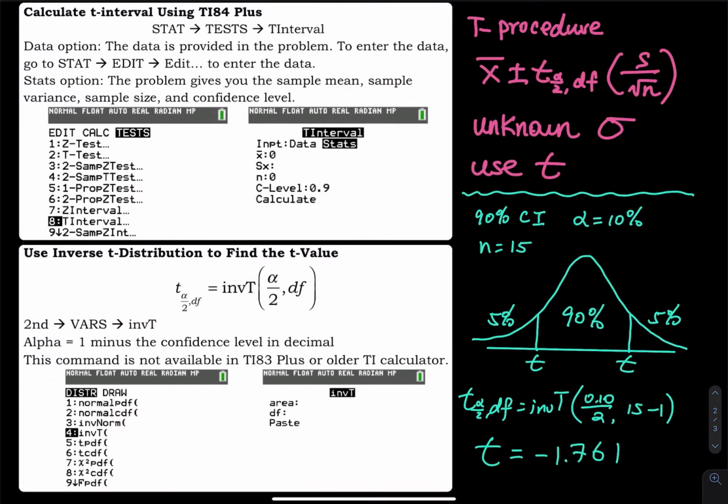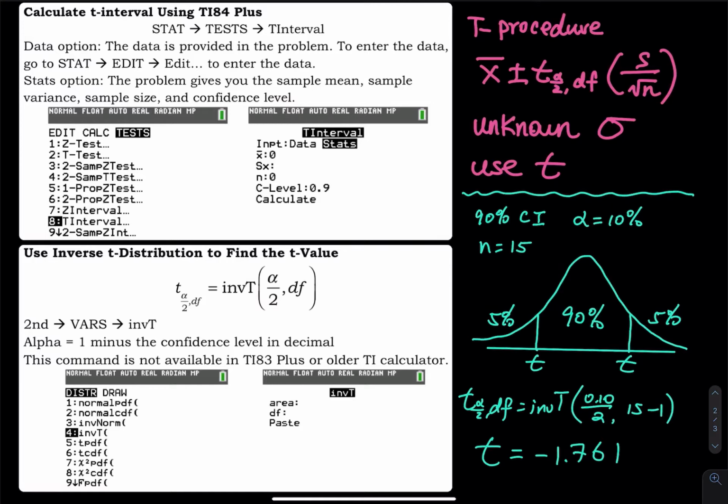In this video, I will show you how to calculate a t confidence interval using a TI-84 Plus. Starting with the formula, we have x bar plus or minus t of alpha over 2, with degrees of freedom, times the sample standard deviation divided by the square root of the sample size. We use the t distribution because sigma is unknown. For the graphing calculator, you have to go to STAT, TESTS, and then select the T-Interval.